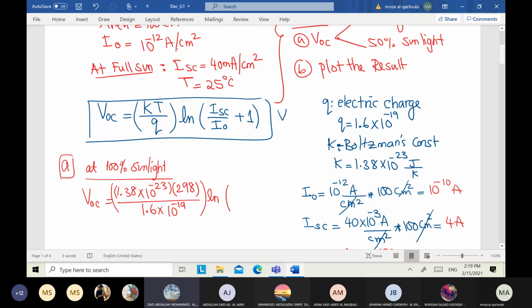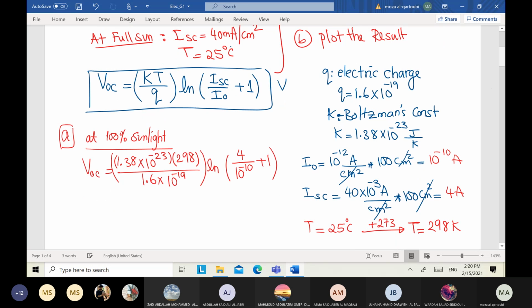I short circuit is 4, over the reverse saturation current, which is always small, so 10 to the power minus 10. Okay, then plus 1. So please find this answer. The first term equals 0.0257. Then find ln of 4 times 10 to the power plus 10, or divided by 10 to the power minus 10, plus 1.